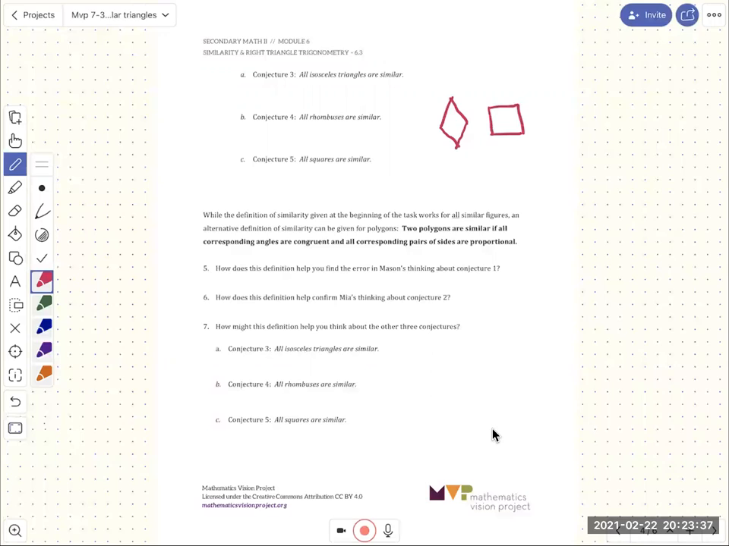You can have the rectangle, you know, the rectangle, right, with all the angles equal, but they're not similar.